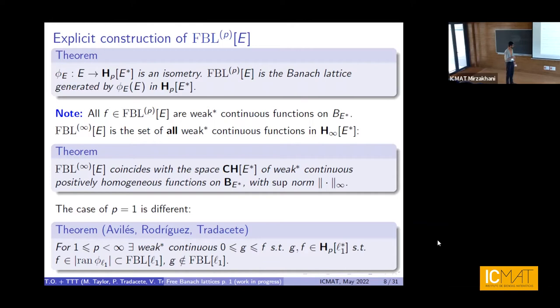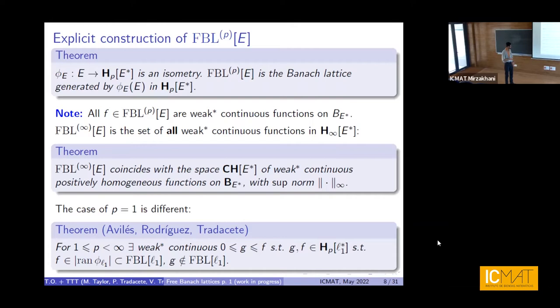So here there is a little bit of a typo in my slide. I should say that the case of p finite is different because in one of the first papers on the topic, a paper of Avilés, Rodríguez, and Tradacete, there was this theorem that there are weak-star continuous functions G and F, so that first of all, they are all in H P of L1 star. Now F is, well, I wrote here that it's in the absolute value of the range of phi of L1. So what I mean here is that there is an element of L1, so that F is the absolute value of its image in the corresponding free Banach lattice.